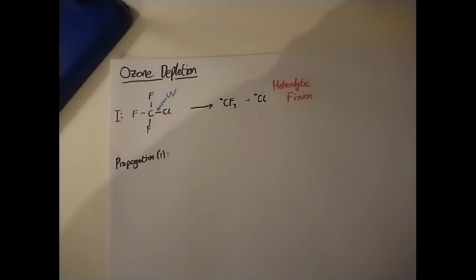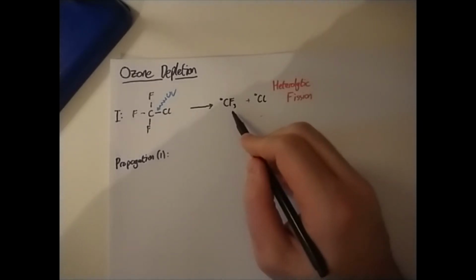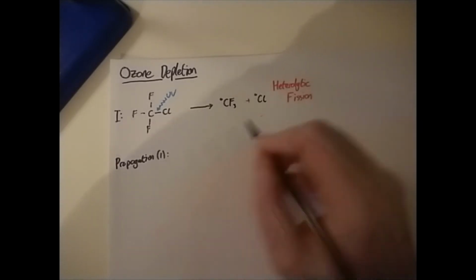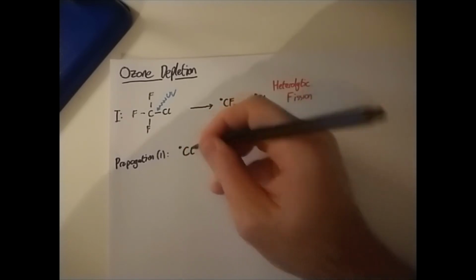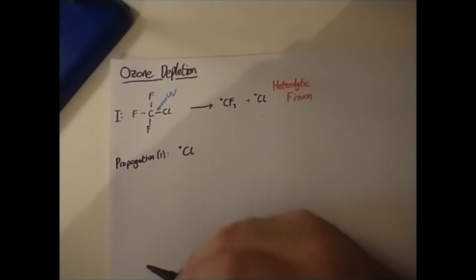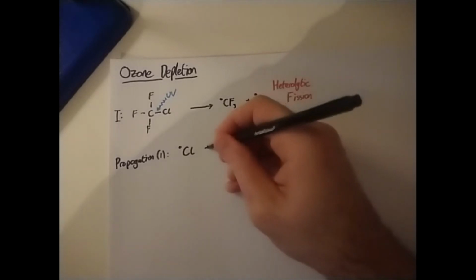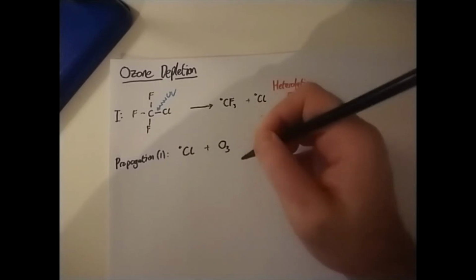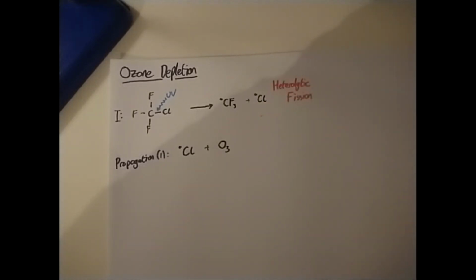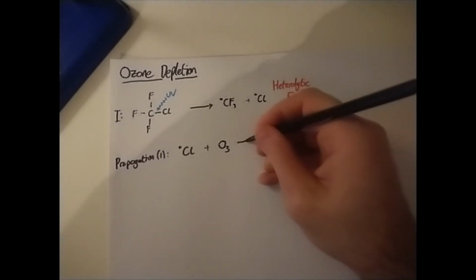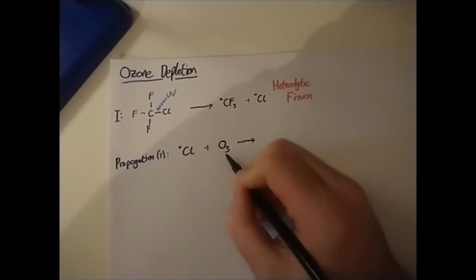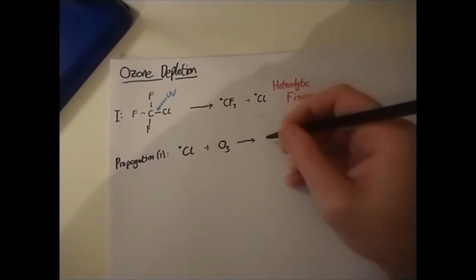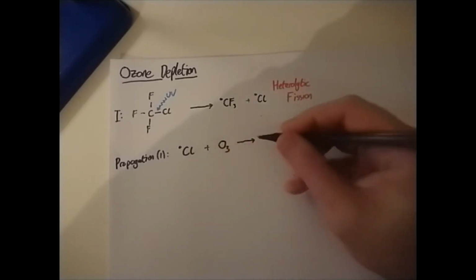Okay, so the propagation step. We're going to ignore the CF3 radical. That doesn't really do much in our process. But we are going to certainly concentrate on this Cl radical. So a chlorine radical is really, really reactive. And the ozone in the ozone layer is O3. And when we did normal free radical substitution, we looked at how the radical could break a covalent bond. And that's exactly what it's going to do here. It's going to break one of the oxygen-oxygen bonds. And one of the oxygens is going to go over to the Cl.